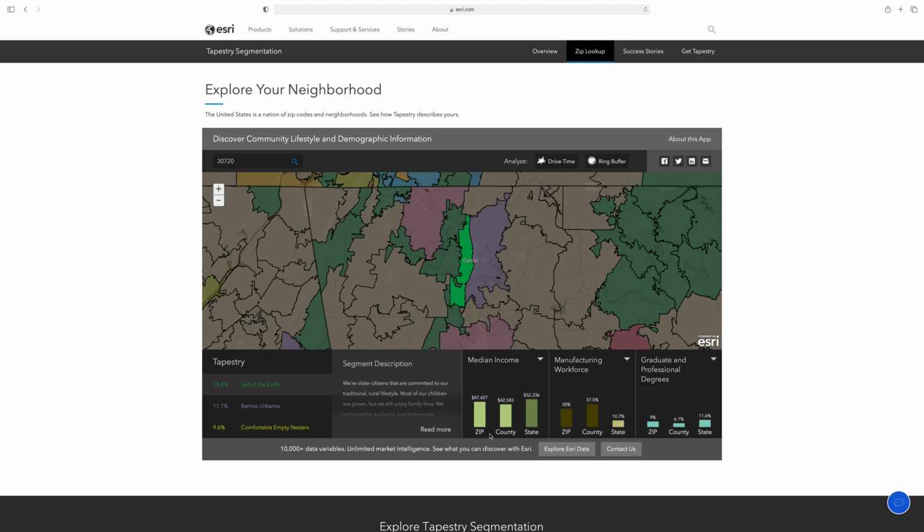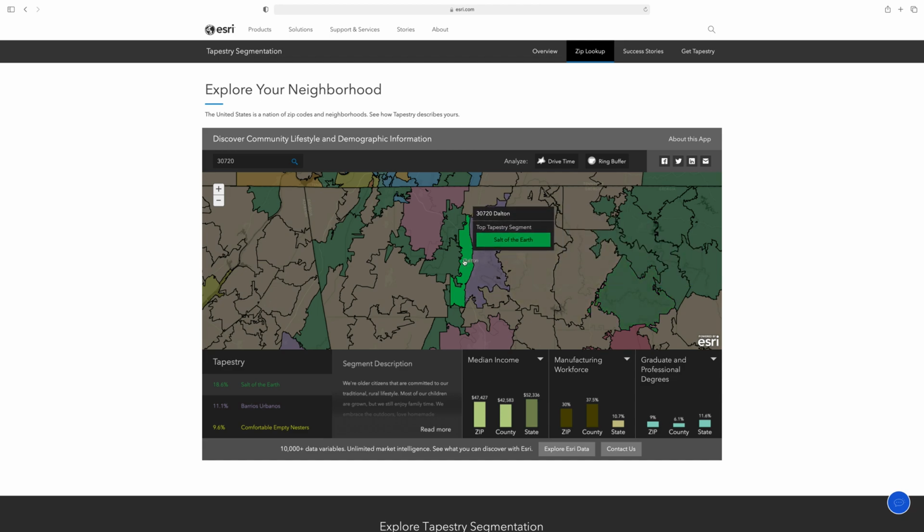So you can see the zip is higher than the county, and both are lower than the state. So if we were looking for high earners for our good or service, then maybe this is not the zip code we would pick. But it's still pretty, there's LJ, and they call them rural resort dwellers. Let's see what they give Dalton.